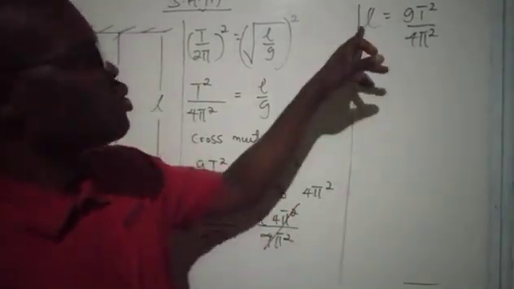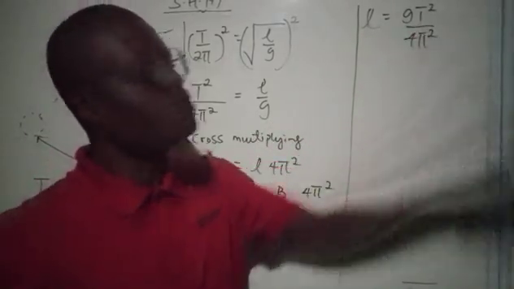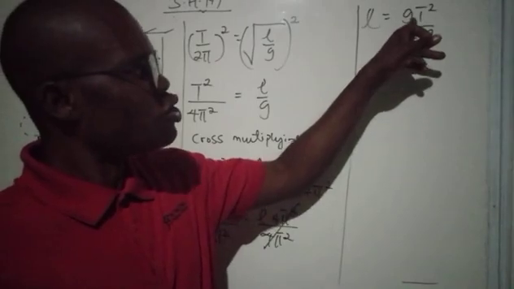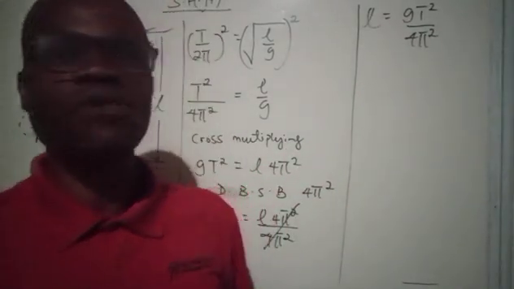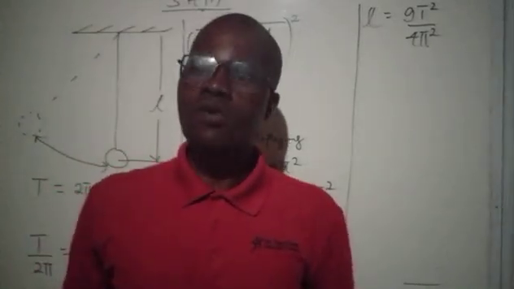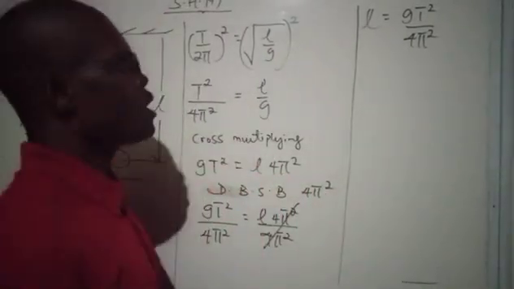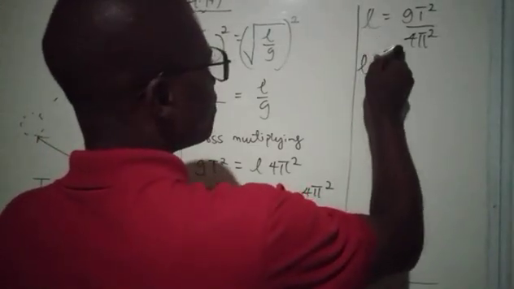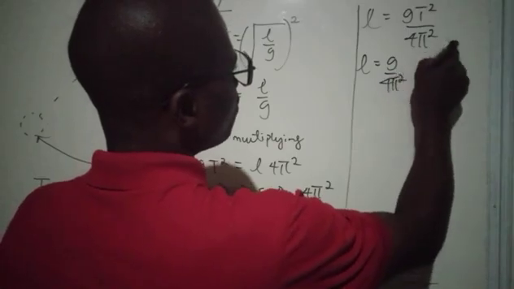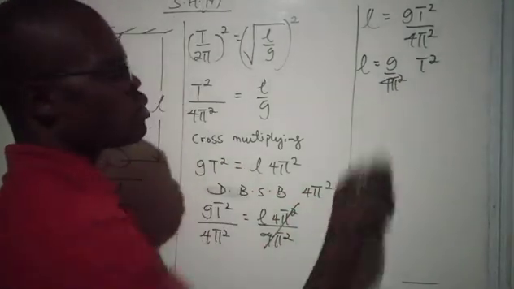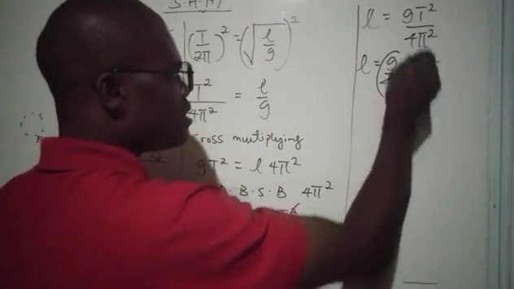So now the relationship between the length and the period T, we can achieve this by considering g and 4 pi squared as scalars, because they have numerical values. So they are constants, they have numerical values. So we can say L is equal to g over 4 pi squared multiplied by T squared.